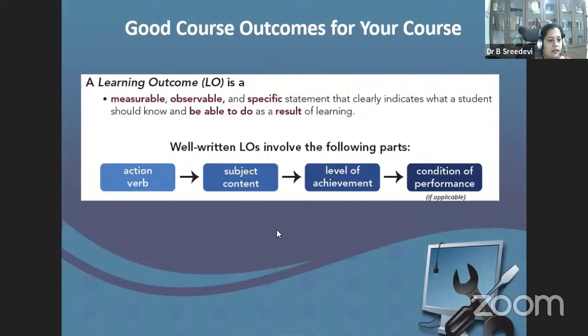So whenever I learn, I write the course outcomes. Whenever I write the course outcomes, these things I should remember. First is the action verb. First is the action verb.